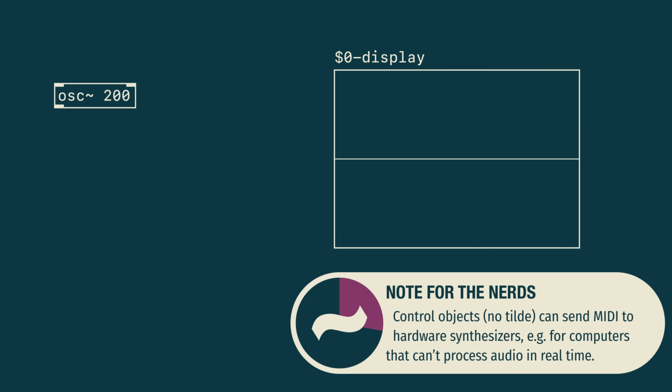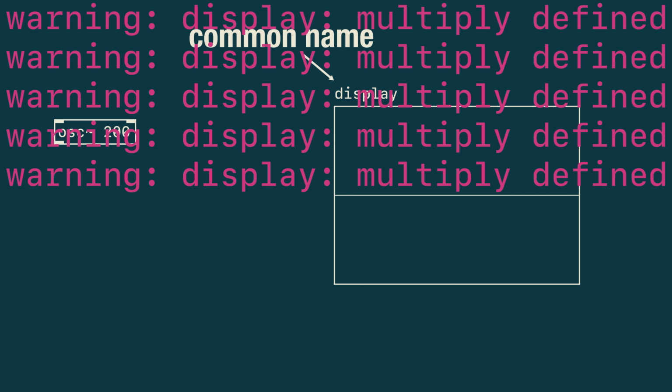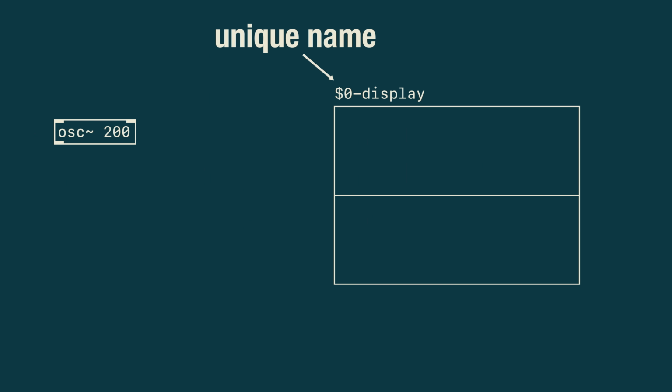I'll use an array to look at the waveform as I mess with it. The array needs a unique name. If it matches the name of another array in a different patch, Pure Data gets really upset. $0 assigns this array a unique number to avoid conflicts.